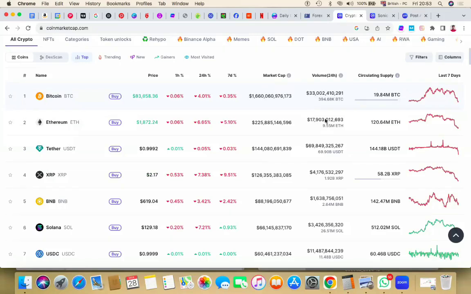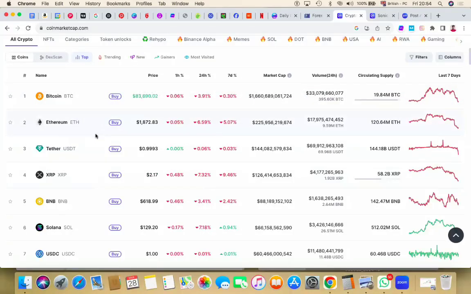And the market capitalization of Bitcoin at the moment, you can see also here, right, is around $1.6 trillion. And the last 24 hours volume, which is the money that went into Bitcoin in the last 24 hours, is around $33 billion. We also have the circulating supply, which is around 19.8 million Bitcoin. So this is the price chart for the last 7 days.